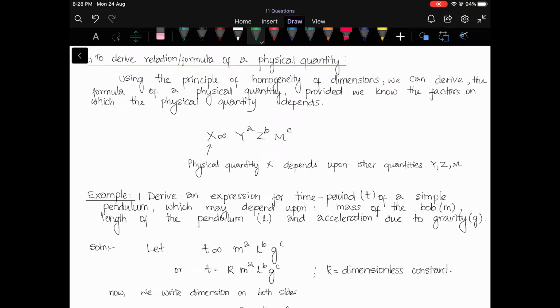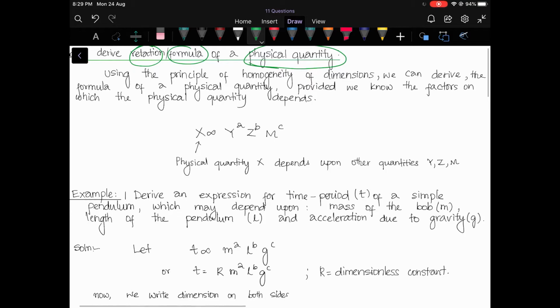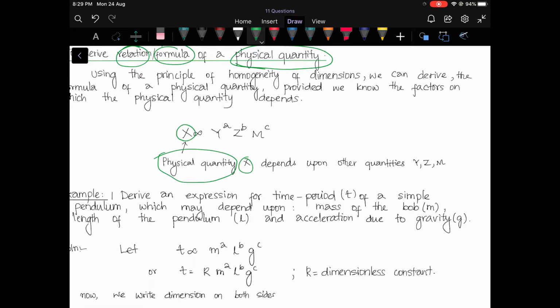Next, we are going to learn how we derive a relation or a formula involving various physical quantities using the knowledge of dimensions. Suppose we have a physical quantity x, which depends on other physical quantities like y, z and m, which have powers a, b and c respectively.